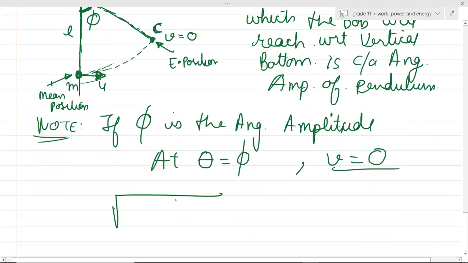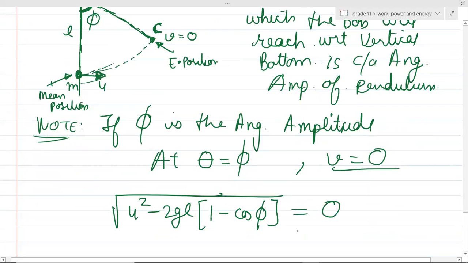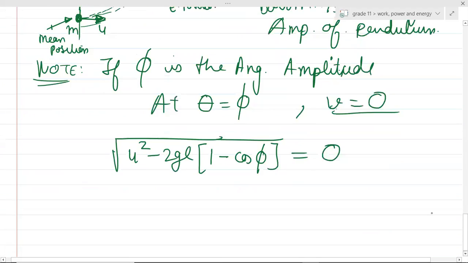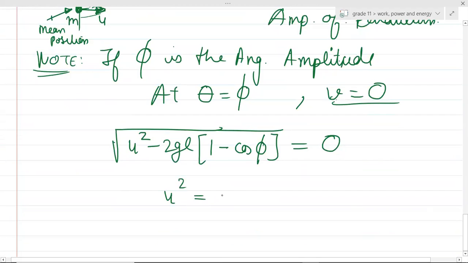So under root of u square minus 2gl into 1 minus cos, in place of cos theta, what will I write? I'll write phi, and this is equal to 0. The velocity is 0, that means this is 0, right? And can I solve it further? u square will be equal to twice gl into 1 minus cos phi.